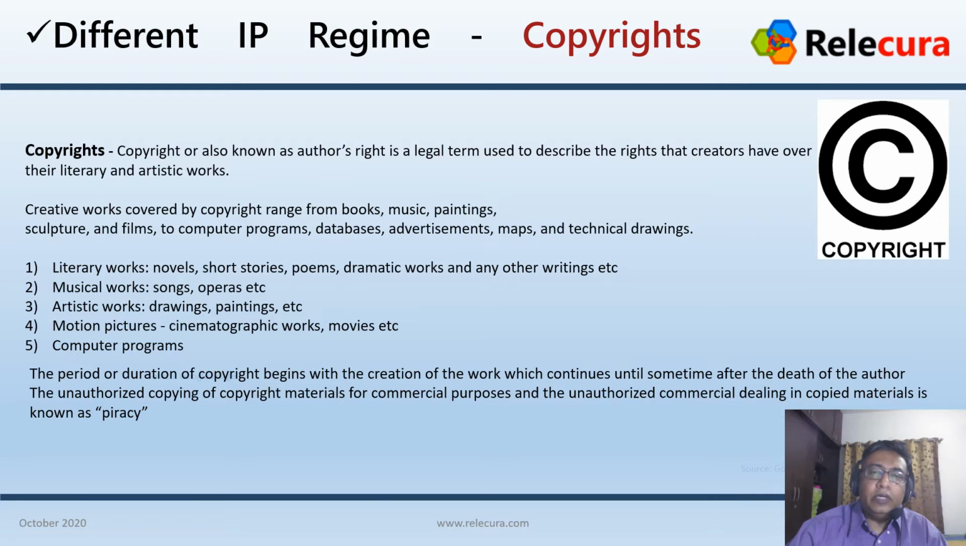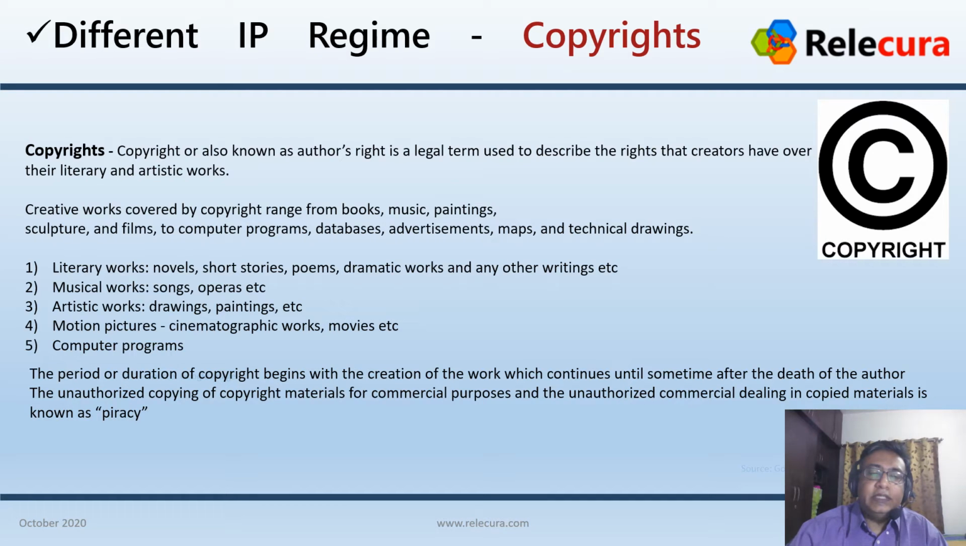Now, if we talk about another regime, which is a copyright, copyright is also a legal right which is given to a creator who has created it. These rights are related to literary and artistic work. As you can see here, any creative work in the form of books, music, painting, films, even computer programs, databases, advertisements, these are all artistic work which come under copyrights.